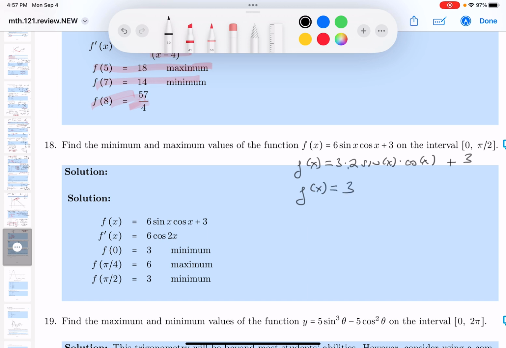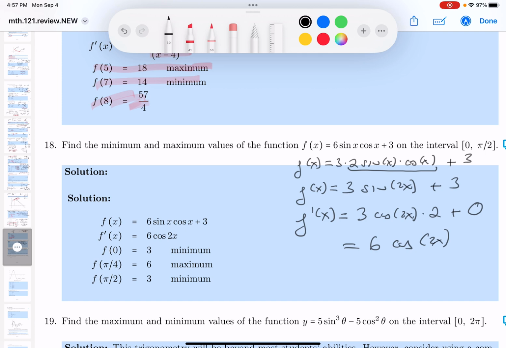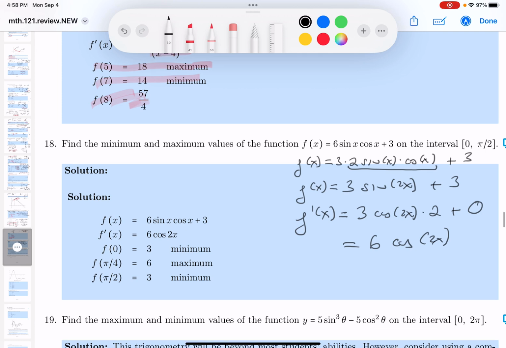But this now is a double angle, and it's going to be sine of 2x plus 3. I can do its derivative much easier now, and that's going to be 3 cosine of 2x times the derivative of the inside, which is 2, plus the derivative of 3, which is 0. So what's that going to be? 6 cosine of 2x.